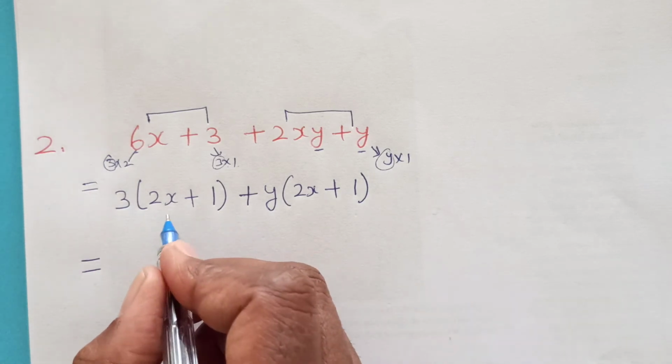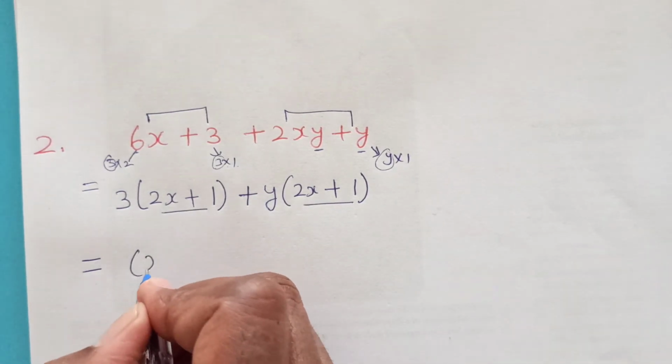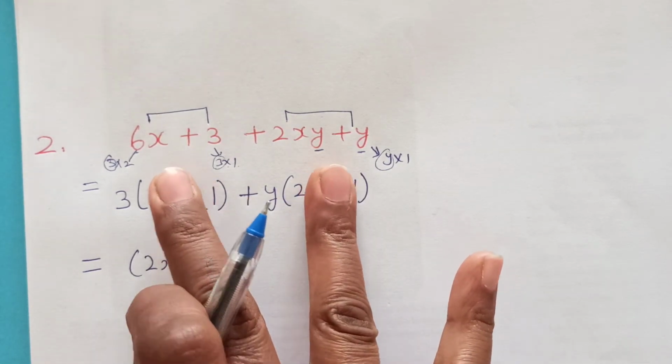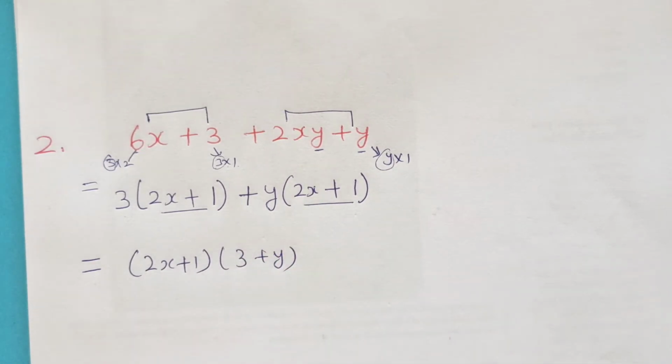Now you see we have 2x plus 1, 2x plus 1 in both. So now this 2x plus 1, we will take these two out. So you are left with only 3 plus y. So this will be the final answer of this.